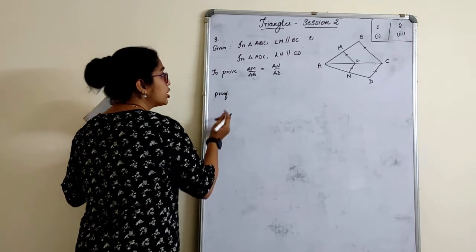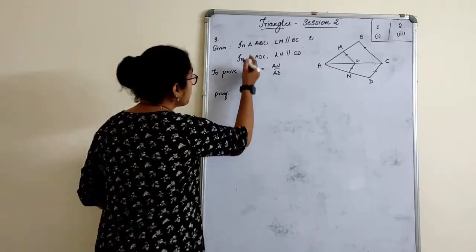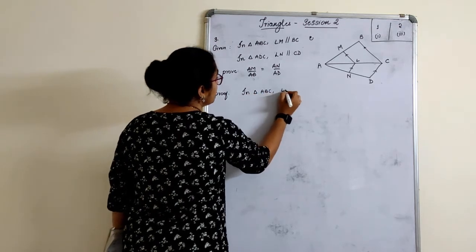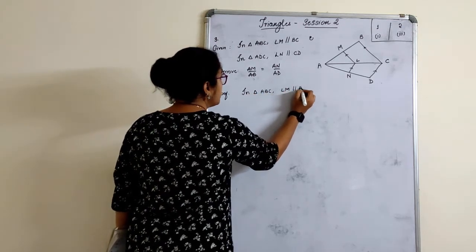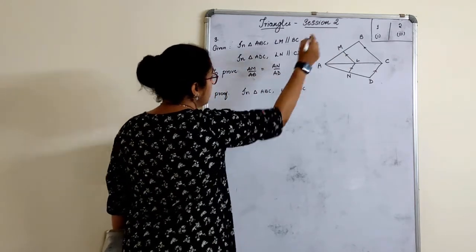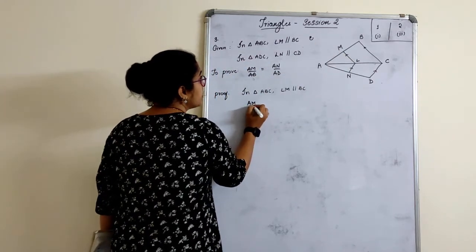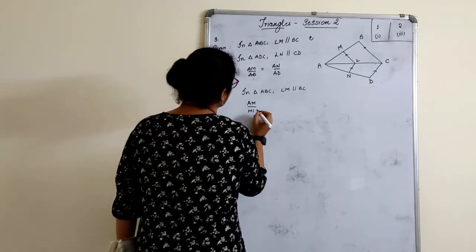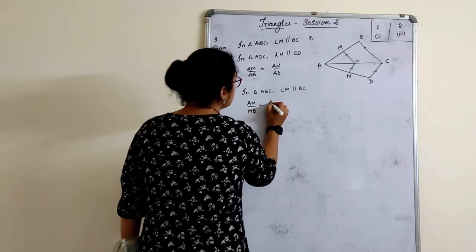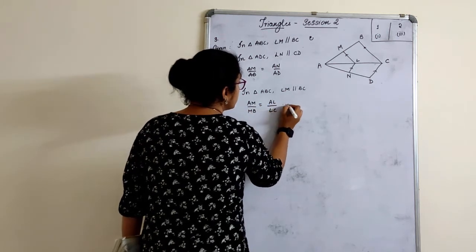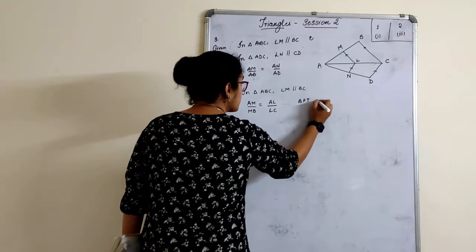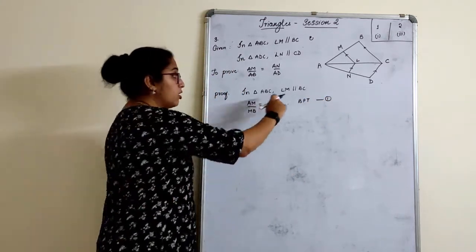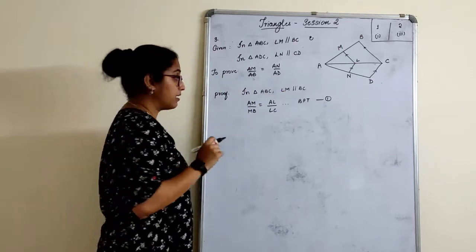From BPT, let us derive it first. Choose the triangle. In triangle ABC, we know that LM is parallel to BC. So with respect to LM parallel to BC, can I say AM upon MB is equal to AL upon LC, BPT. Equation 1. If you write this directly, it will not stand correct. Along with that, you must always mention what is parallel. Next.